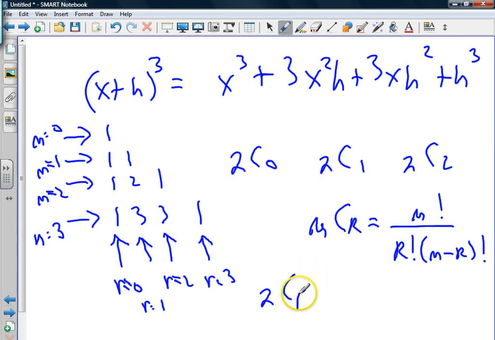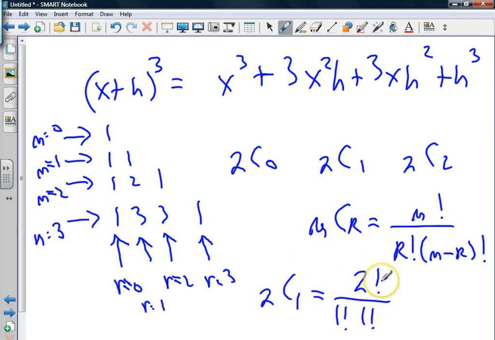All right, 2c1. What do we do? This is the n value, right? So that goes on top, 2 factorial. This is the r value, right? So that goes to the bottom, 1 factorial. And this n minus r, 2 minus 1, is also 1 factorial.